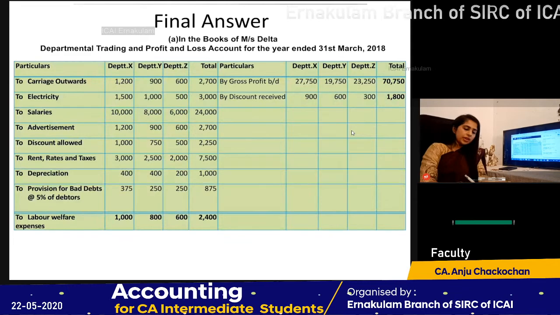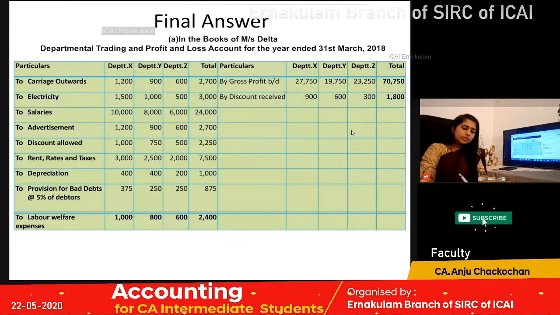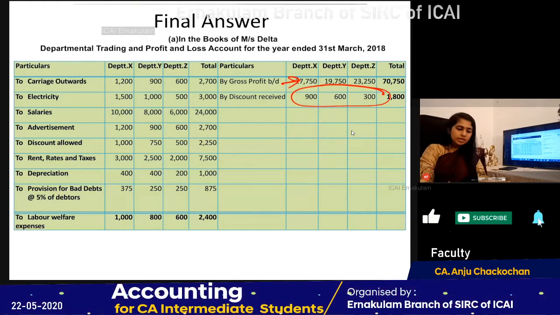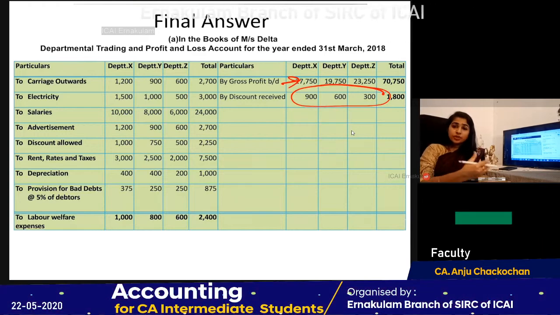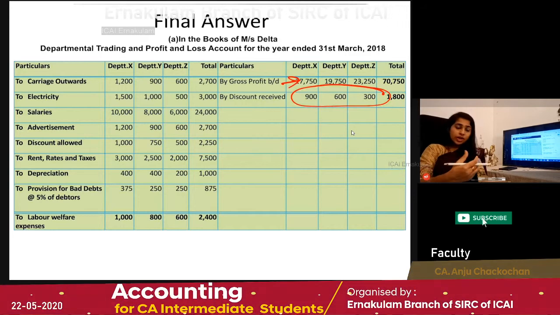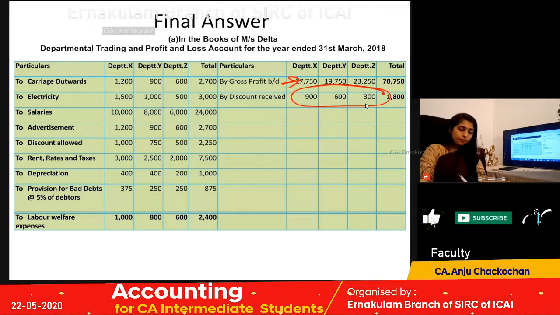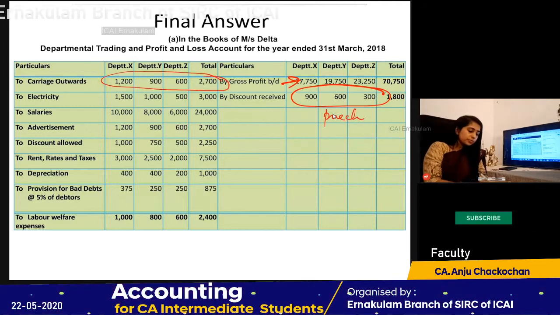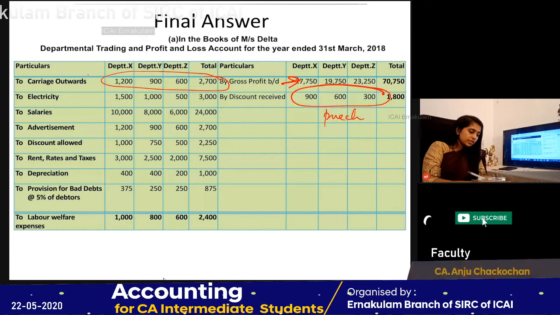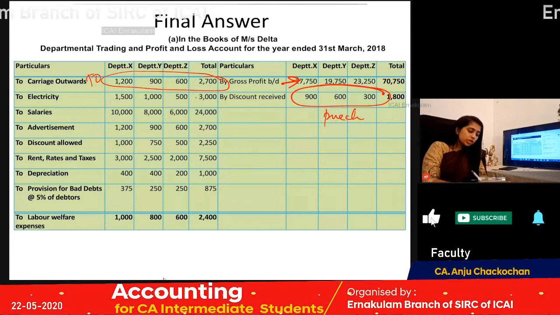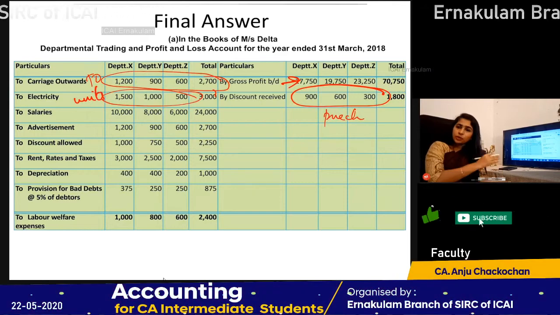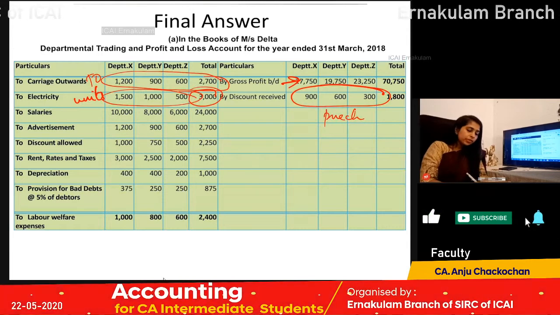See, the gross profit we get from the trading account. Discount received, we have already computed the ratio in which we have to allocate it. Discount received is actually from the creditors. So this was allocated on the basis of purchases, and then carriage outwards is based on the turnover that we allocated. Electricity was based on the number of units that we allocated. We had the ratio, so what we have to do is take the total expense and allocate it based on the number of units.